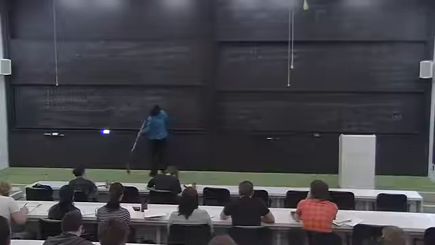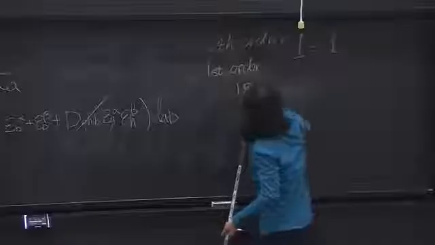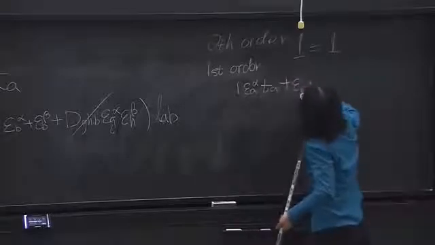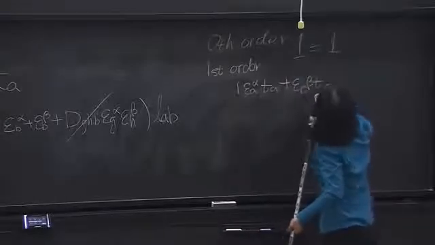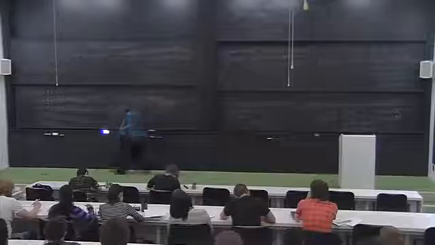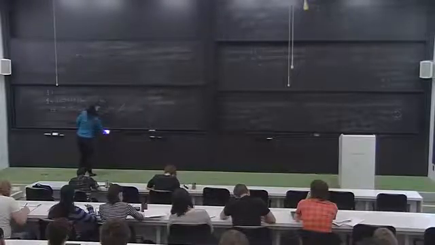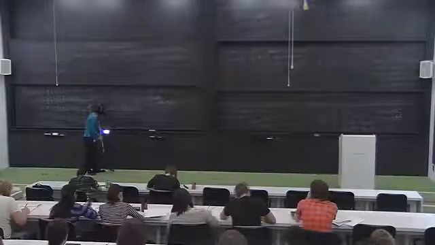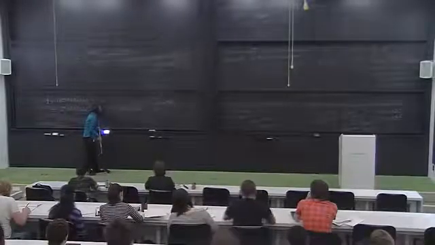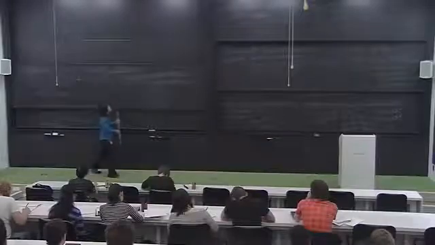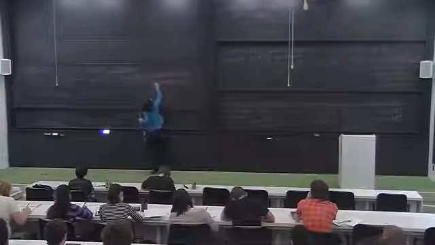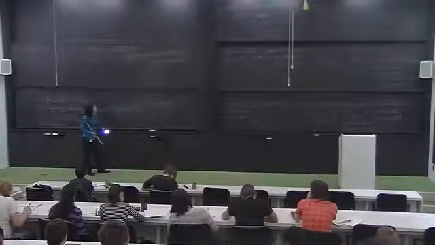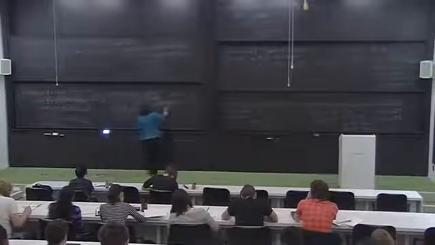Let me just copy it over. It gives me i epsilon A alpha TA plus epsilon C beta TC. Oh, there's a missing i. That's very bad. Some typos are always there. Okay, and there's an i.